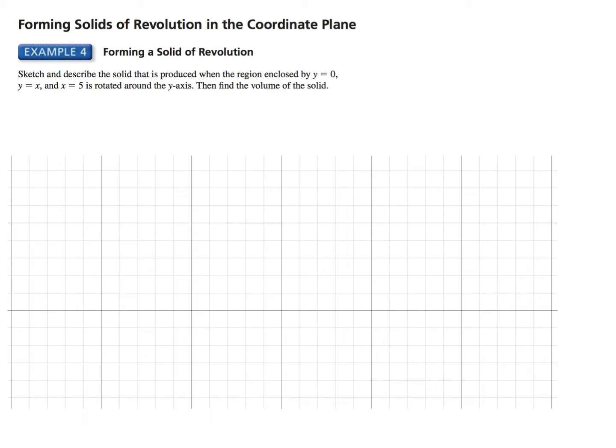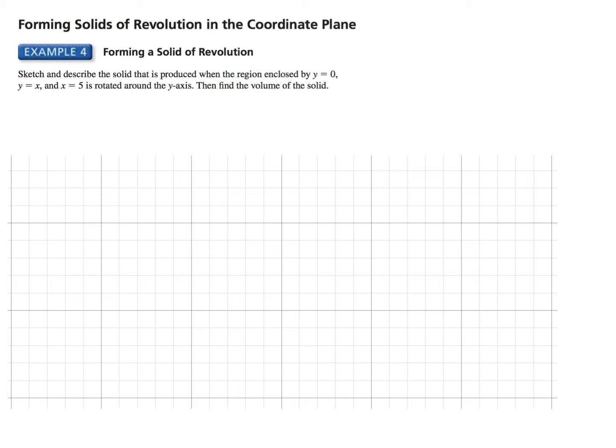Okay, this is our last example for this section. We are going to form the solid of revolution in the coordinate plane. So it says sketch and describe the solid that is produced when the region enclosed by y equals 0, y equals x, and x equals 5 is rotated around the x-axis. So let's go ahead and just graph those pieces to start us off.